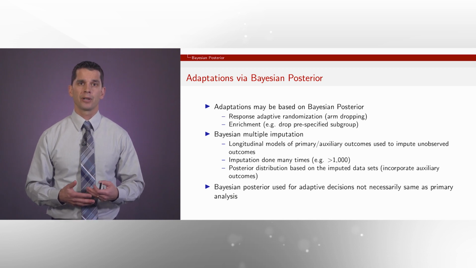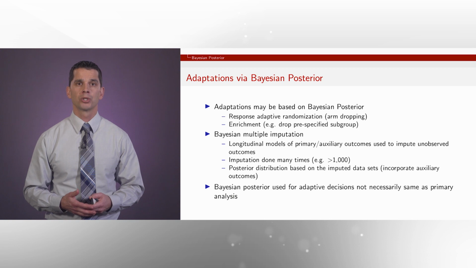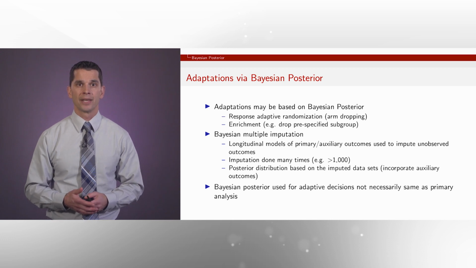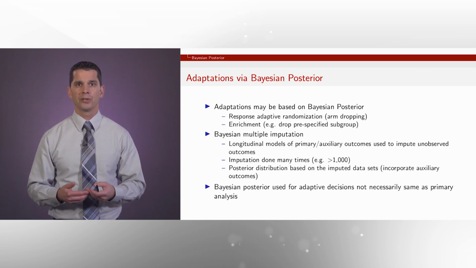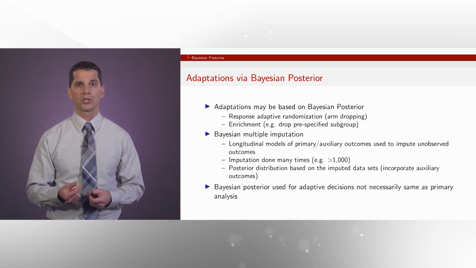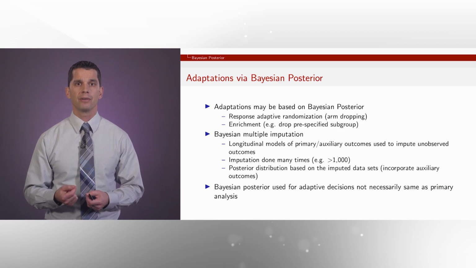The Bayesian methodology here that we often use is called Bayesian multiple imputation. The idea here is actually very similar to how we build these predictive probabilities, but we are using these longitudinal models of the primary and auxiliary outcomes to impute the unobserved outcomes. We do this imputation many times, for example, greater than 1,000. And we base the Bayesian posterior distribution on these imputed data sets. These posterior distributions allow probabilistic statements to be made based on distributions that incorporate the auxiliary outcomes.